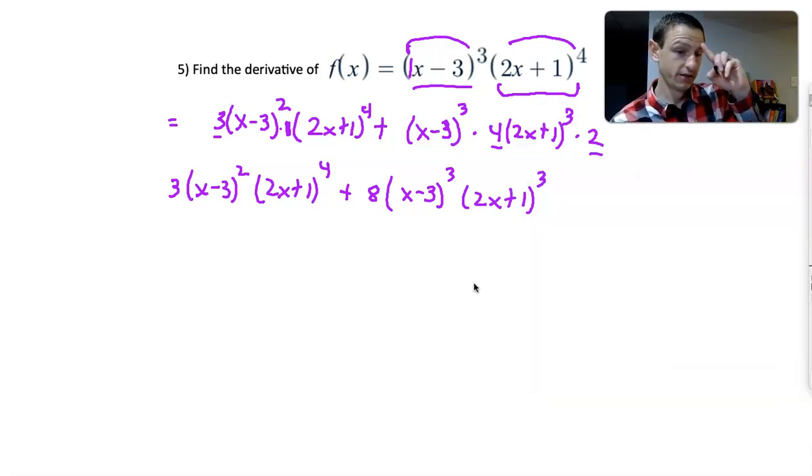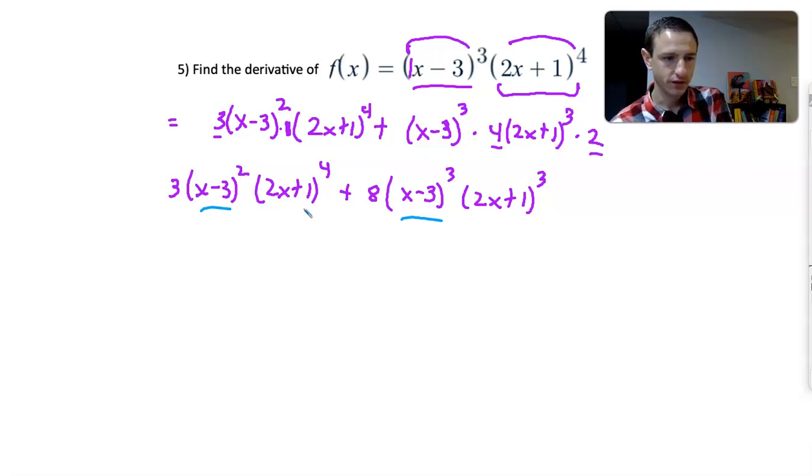All right, still not quite finished. We need to do some factoring. Look at the constants, 3 and 8. Nothing I could factor out there, so that's kind of nice. But (x minus 3) squared, (x minus 3) to the third. We need to factor out some (x minus 3)s. Let's look at the (2x plus 1)s real quick. (2x plus 1) to the fourth, (2x plus 1) to the third. We need to factor out some (2x plus 1)s.